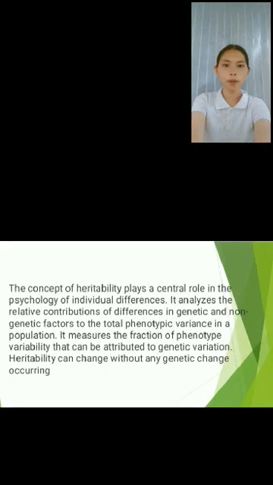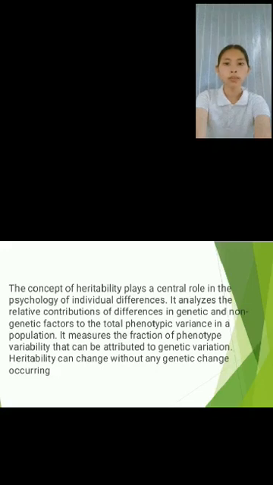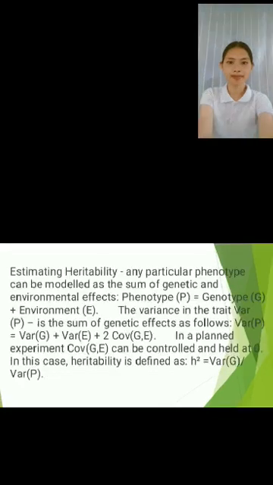The concept of heritability plays a central role in the psychology of individual differences. It analyzes the relative contributions of differences in genetic and non-genetic factors to the total phenotypic variance in a population. It measures the fraction of phenotype variability that can be attributed to genetic variation. Heritability can change without any genetic change occurring.